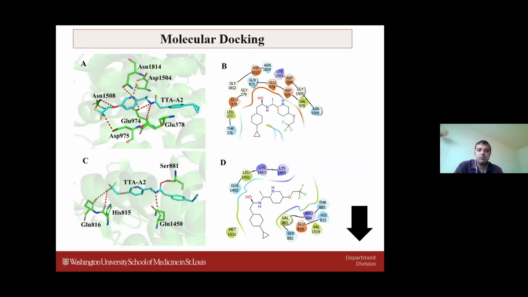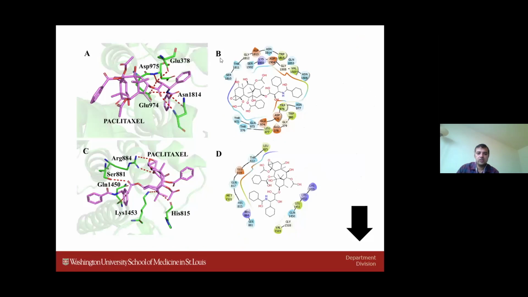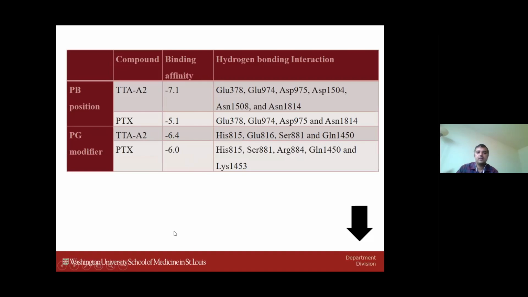Further, we have used molecular docking to assess the binding of two drugs, TTA-A2 and paclitaxel. We found that both compounds have a good binding affinity at the pore blocker and peptide gating sites of this TTCC channel. As we can see clearly here, both drugs have interacted with the TTCC via hydrogen bonds and hydrophobic interactions. You can see here that both TTA-A2 and PTX at both the pore blocking and peptide gating sites have a good binding affinity.